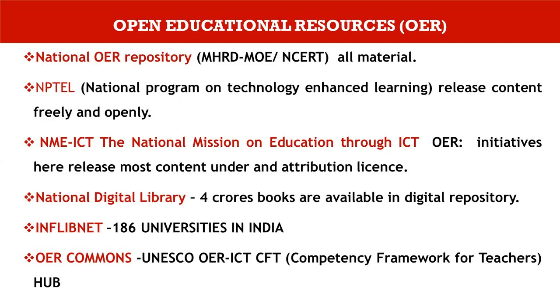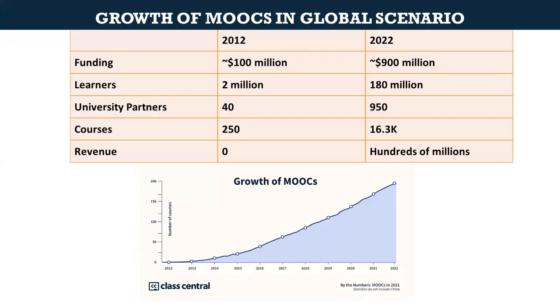Again, one of the important aspects is the focus on information and communication technology in higher education. Further, taking the growth of massive open online courses in the global scenario, very important is 2012 to 2020, a span of almost that period. Based on the funding, so much money was spent, but the learners were only 2 million, and by 2020 almost 180 million. So there is a tremendous increase in massive open online courses.